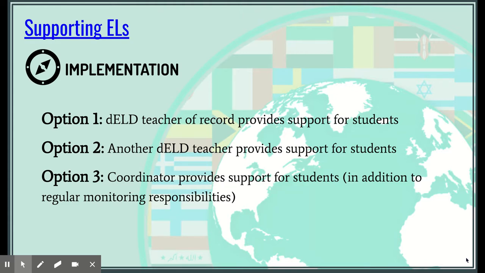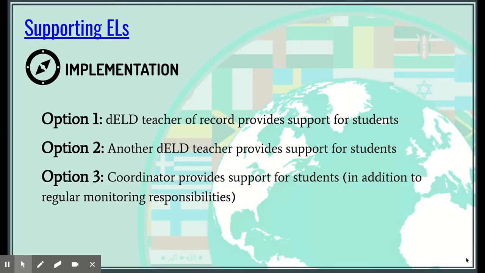Option 2 would be for another designated ELD teacher on that site to provide the support for the students because maybe they already have some sort of relationship built with those students. Option 3 would be for the EL coordinator to provide that support for students. Please note, this is not replacing the already large responsibility of monitoring our English learners. This would be over and above.